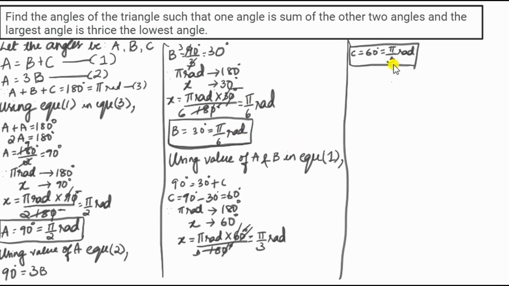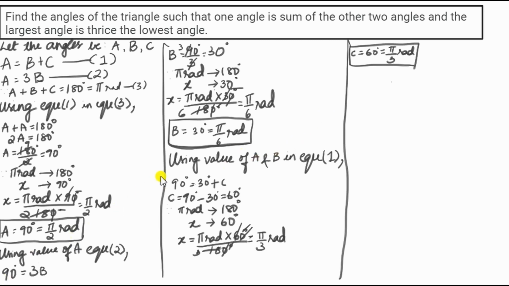30 degrees plus 60 degrees is equal to 90 degrees, which is our angle A. The second requirement is that the largest angle, angle A, is thrice the smallest angle. The smallest angle of all is 30 degrees, which is B. So 30 degrees times 3 is 90 degrees, which is again equal to A. So we have fulfilled both given requirements.